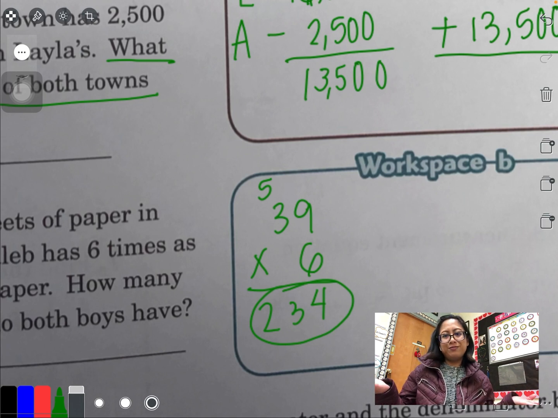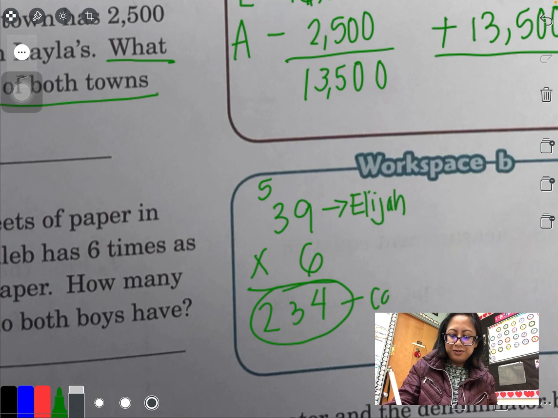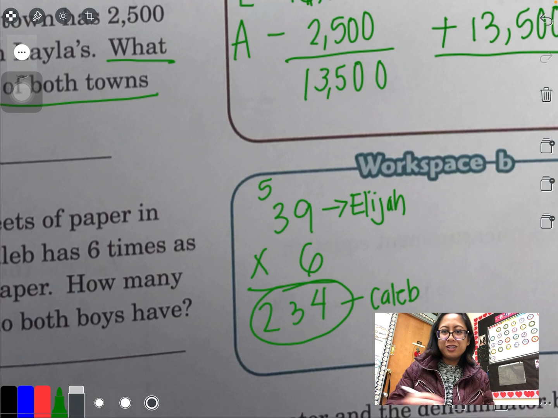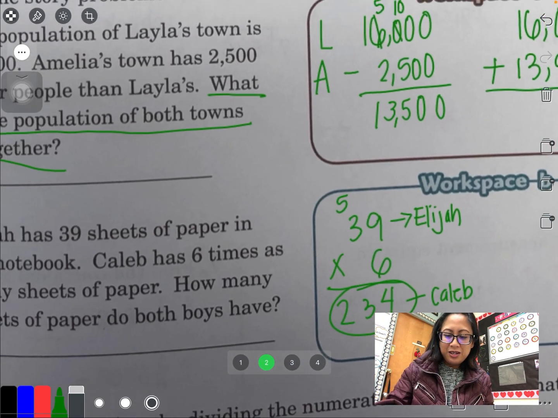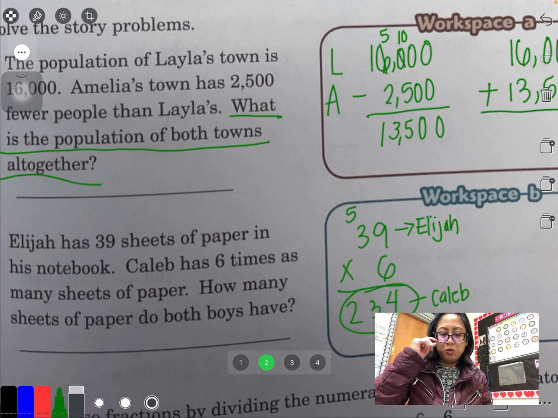Who has more? Obviously Caleb. So this is Elijah, and this is Caleb. Winner, winner, chicken dinner, Caleb won, all right? If there was a competition of who has the biggest notebook, it's Caleb, okay? Well, maybe Elijah had 39 sheets because he used up most of the first one. I don't know. By the way, or maybe Caleb just bought a brand new notebook. That's why he has more.